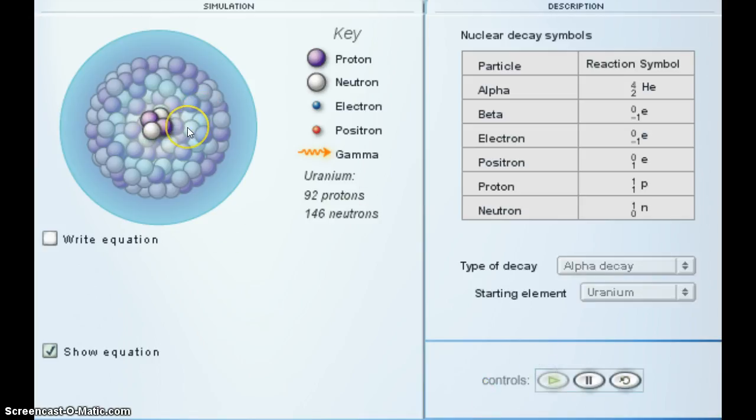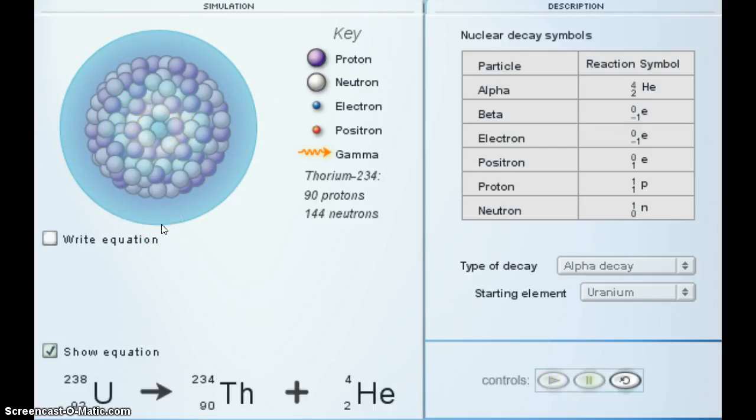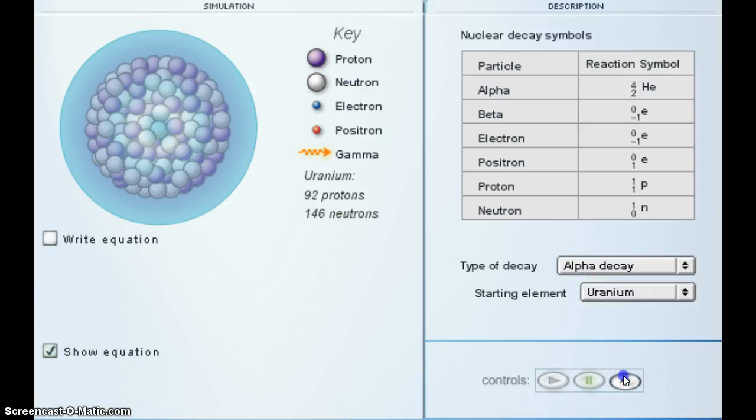We see 2 protons and 2 neutrons exiting the atom, and down here we see that our uranium has lost 4 particles, the 2 protons, 2 neutrons, so that's gone down 4, but also because we've lost 2 protons, our atomic number has gone down 2, changing the element to thorium. And here we see, over here in this helium, the 4 and 2, that's our helium element. So that's what happens in alpha decay.